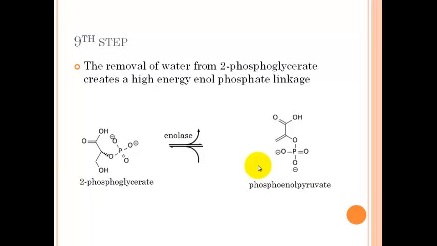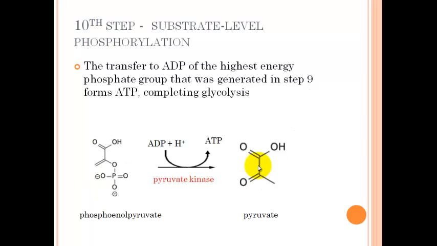Phosphoenol pyruvate is also a high energy compound, so that means you can produce ATP from that molecule. The 10th and the final step, phosphoenol pyruvate converts into pyruvate and it produces ATP by the help of the enzyme pyruvate kinase. Remember this enzyme.